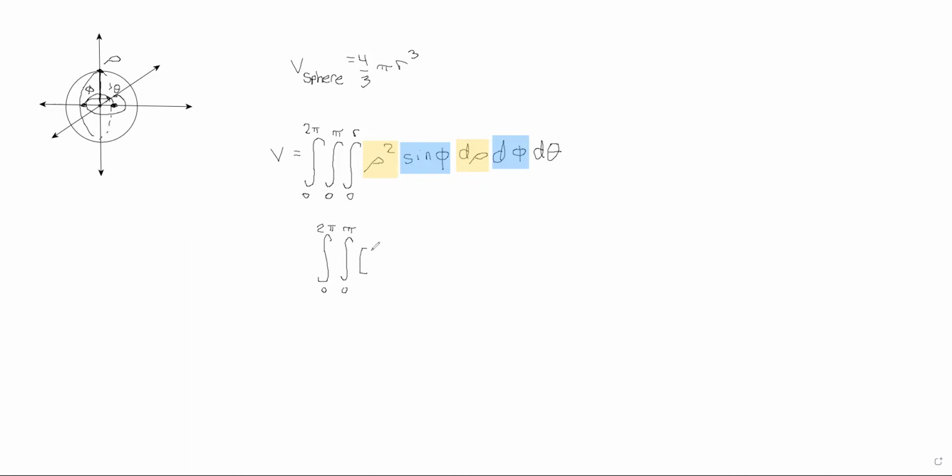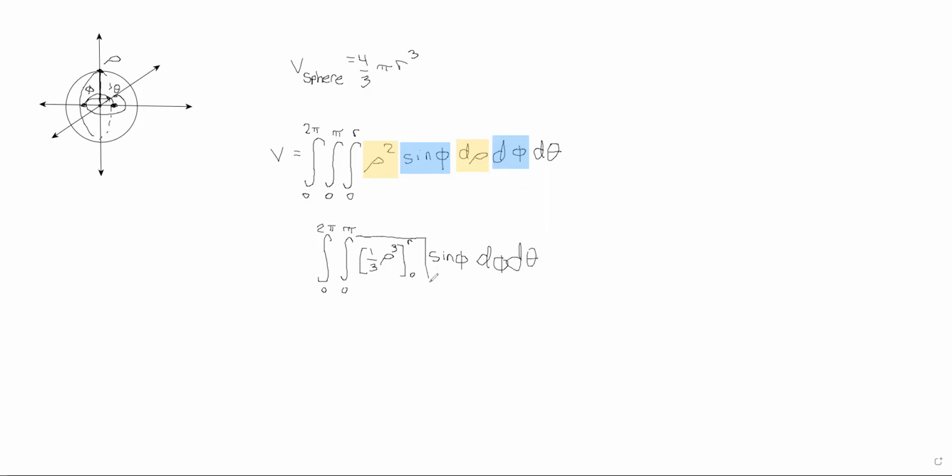And then, like I said, we have 1/3 rho to the 3rd power, and we're integrating from 0 to r. And then we have sine of phi. We already dealt with the rho, so the d rho goes away. We don't have that differential anymore. We have just d phi and d theta left to deal with.